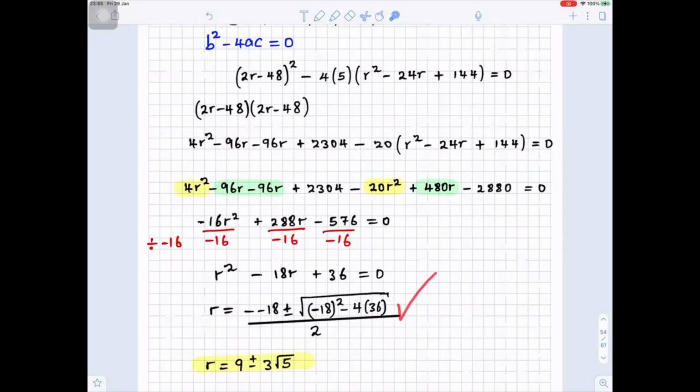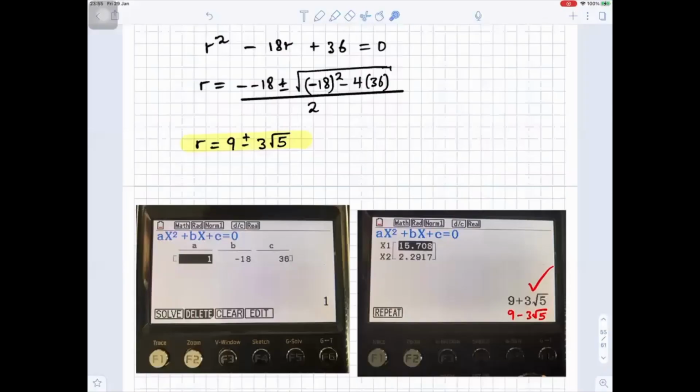And you can use the quadratic formula. x equals minus b plus or minus the square root of b squared minus 4ac, divided by 2a. You get r equals 9 plus or minus 3 root 5. If you want, you can use your calculator, where a is 1, b is minus 18, c is 36, and your calculator would give you 9 plus 3 root 3, and when you press execute again, it will give you 9 minus 3 root 3.